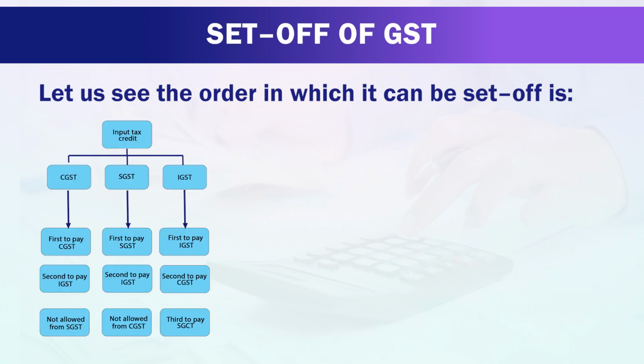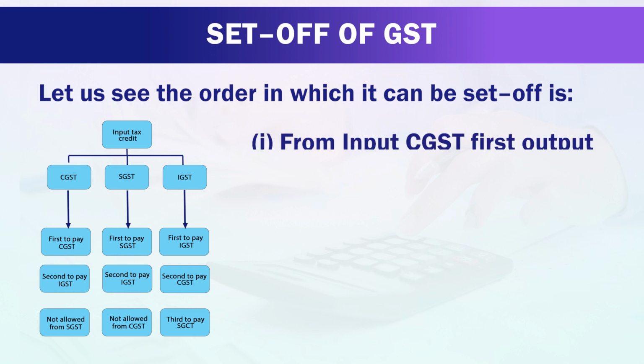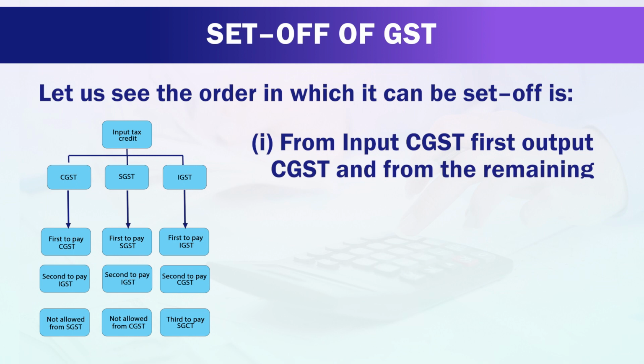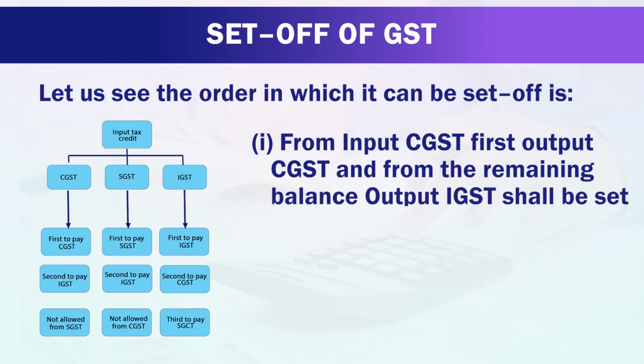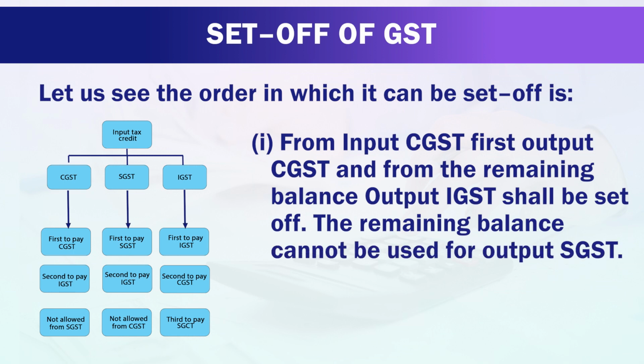Input tax credit means the goods which we have purchased. In case of input tax credit, the first part is CGST. From that, first we will deduct the CGST, then we will deduct IGST, and no surplus is allowed for SGST. So, once again let us understand, from input CGST, first output CGST, and from the remaining balance output IGST will be set off. The remaining balance cannot be used for output SGST.